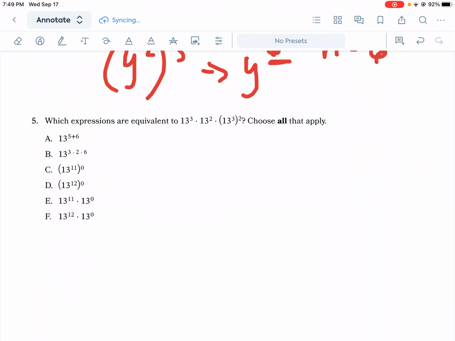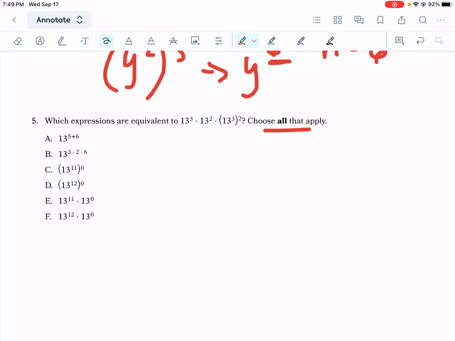For number 5, last one. Which expressions are equivalent to 13 cubed times 13 squared times 13 cubed raised to a squared power? Choose all that apply. I can tell you now, this has 2 answers as well.